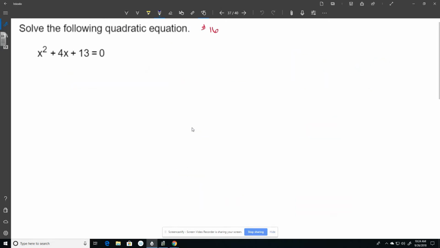Okay, 16. Solve the following quadratic equation, x squared plus 4x plus 13.